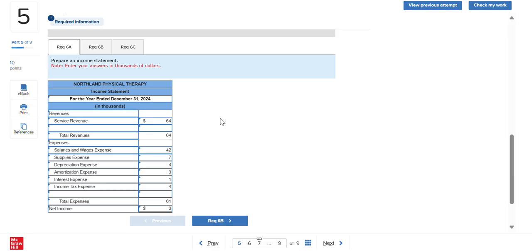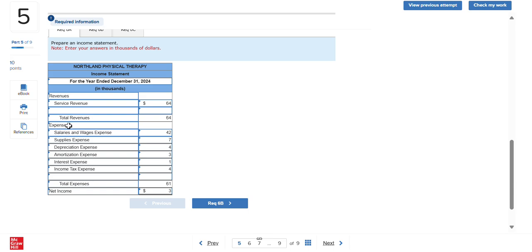Here I have the income statement, which has revenues, expenses, and then it'll give you the company's net income. So first I put the revenues. Over here we have the service revenue, and that's it for this company. So total revenues is 64,000.